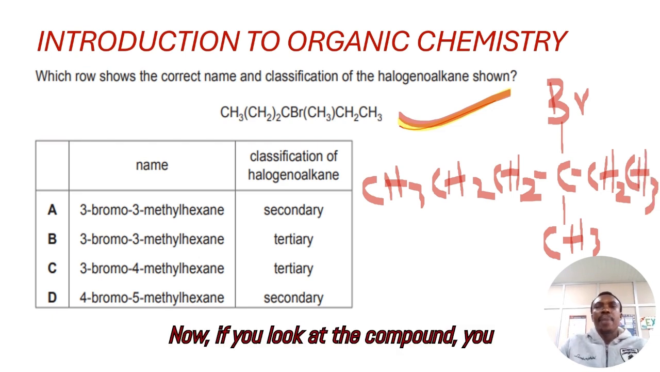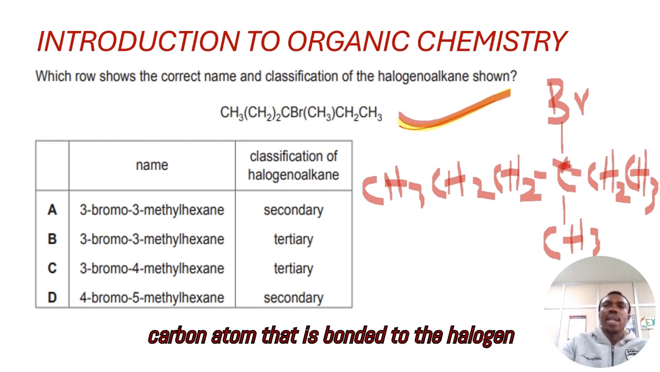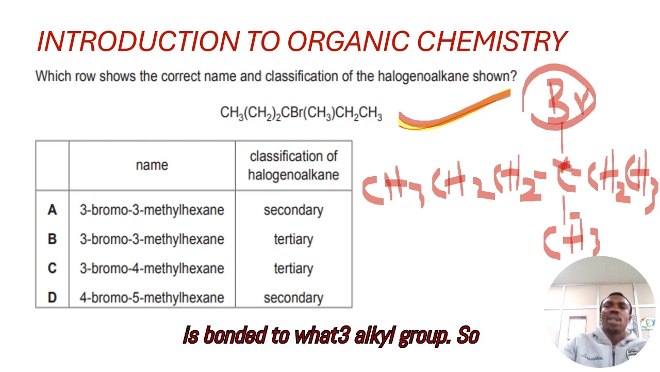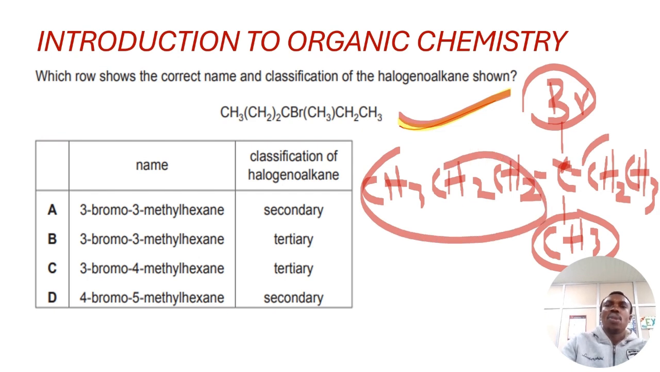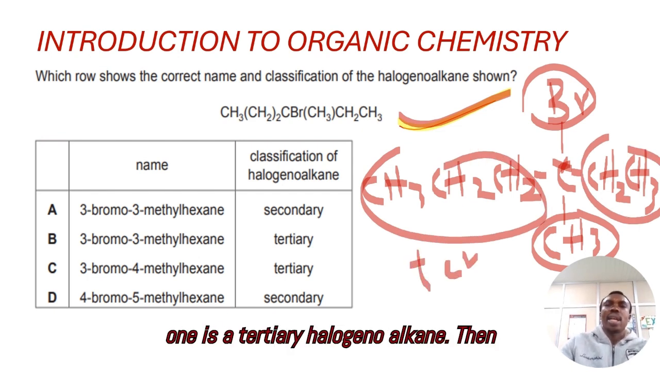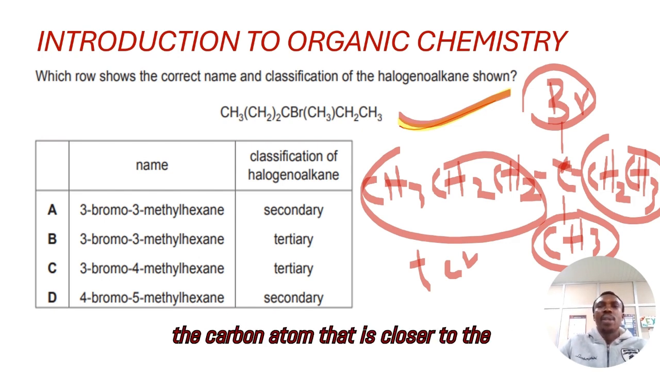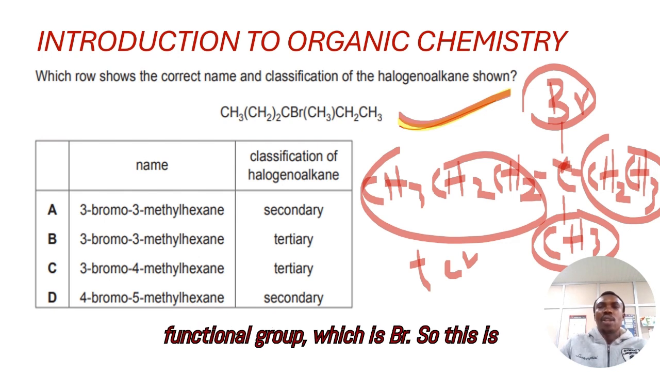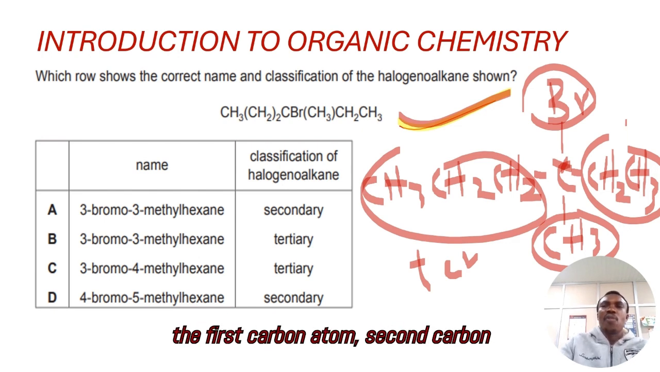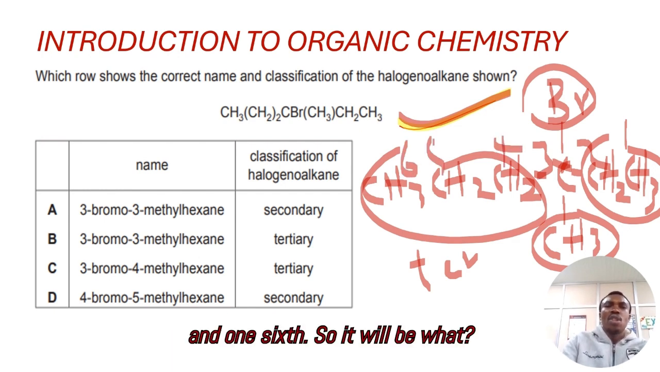Now, if you look at the compound, you discover that the carbon atom that is bonded to the halogen is bonded to what? 3 alkyl groups. So it's a tertiary halogenoalkane. Number one is a tertiary what? Halogenoalkane. Then we'll have to name. You start counting from the carbon atom that is closer to the functional group, which is Br. So this is the first carbon atom, second carbon atom, third carbon atom, fourth, fifth, and what? Sixth.